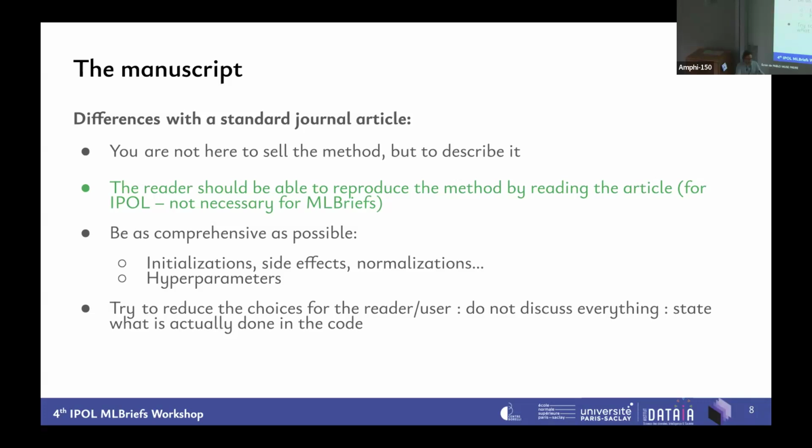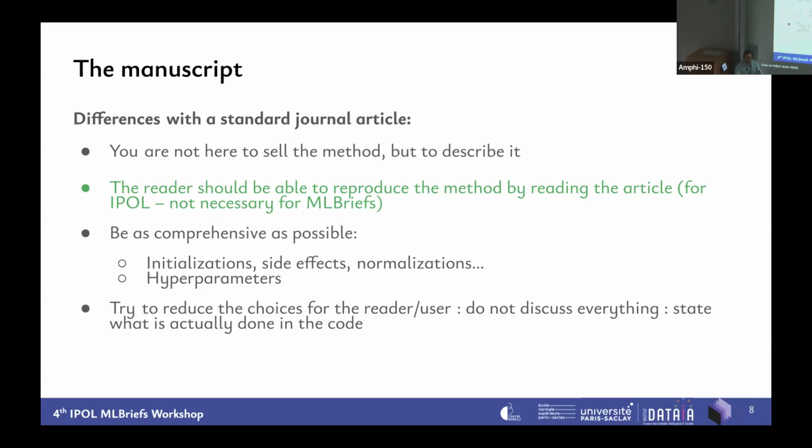Of course, the manuscript should be as comprehensive as possible. So everything which has to do with things that are considered details in another kind of journal are not details here. I mean, you really have to explain them. It's the way that somebody can reproduce the work. So typical things are how you manage initializations, what the side effects are, what kind of normalization you use, how you treat the hyperparameters, how you fix them, etc.